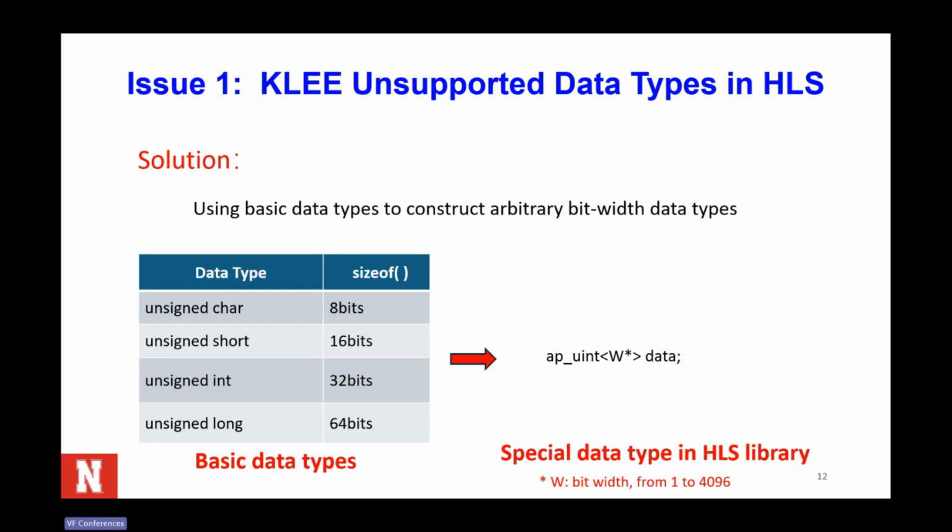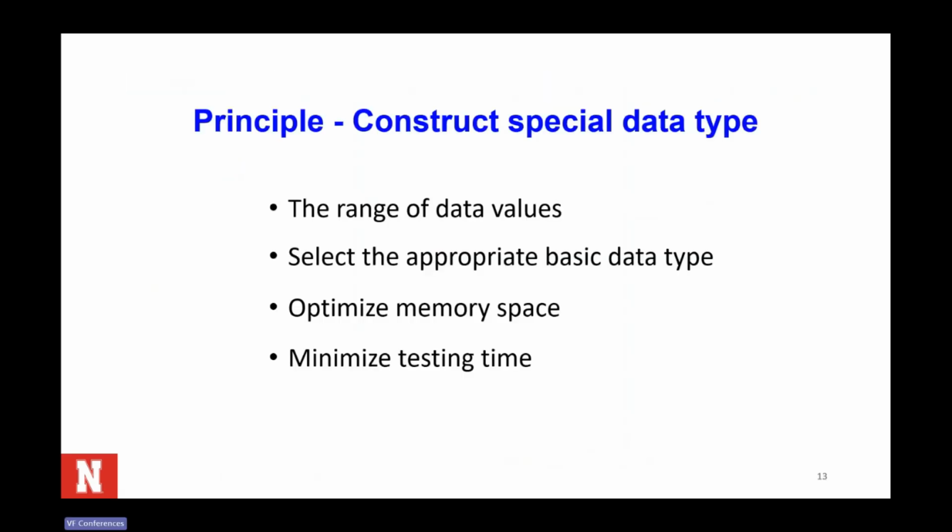How can we use the basic data type to transfer to the special data type? We need to follow these principles, because these principles could help us let the CLI to know what's the data. First, we need to maintain the range of the data value, because we use the traditional data type to transfer to the special data type.